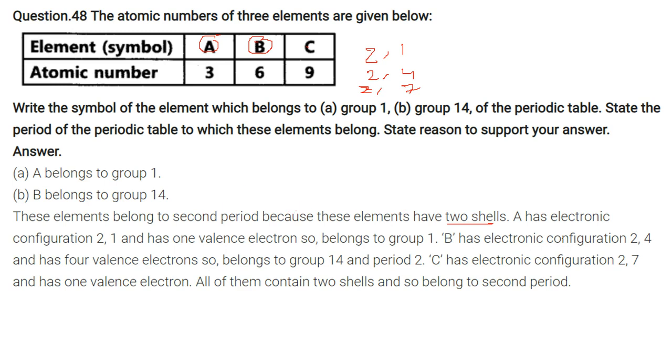A has electronic configuration 2, 1. It has 1 valence electron, and it belongs to group 1. B has electronic configuration 2, 4. So it has 4 valence electrons. That is why it belongs to group 14 and period 2. C has electronic configuration 2, 7. It has valency of 1. So all of them contain 2 shells. That is why they belong to the same period.